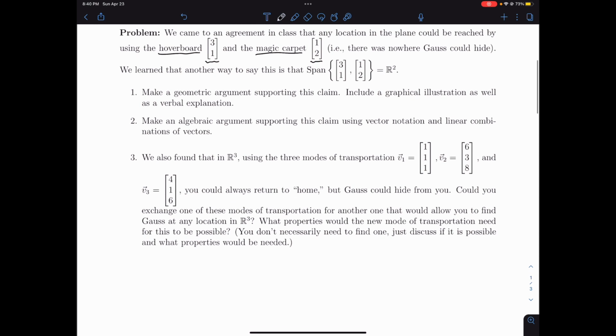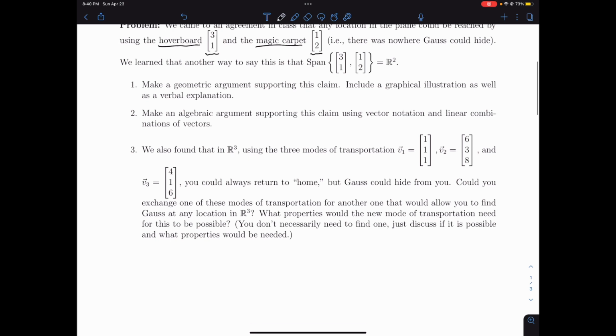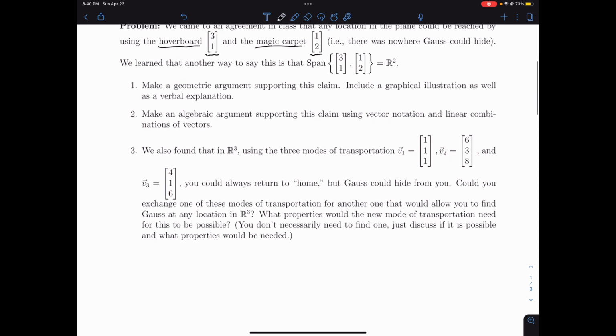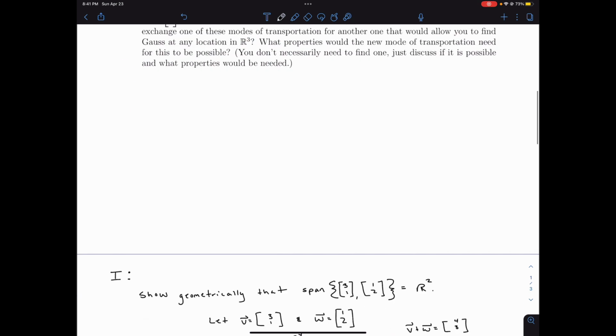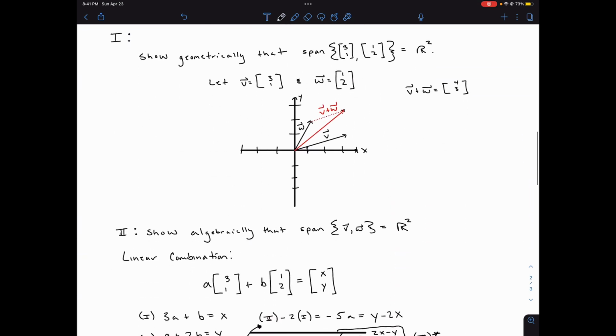The goal of this video problem is to make a geometric argument showing this, as well as an algebraic argument, and then provoke a little more thought about R3 and how we found that with the given vectors, we were trapped in a plane, i.e. Gauss could hide from us. So under what conditions would we be able to find Gauss all the time? So just get right into it.